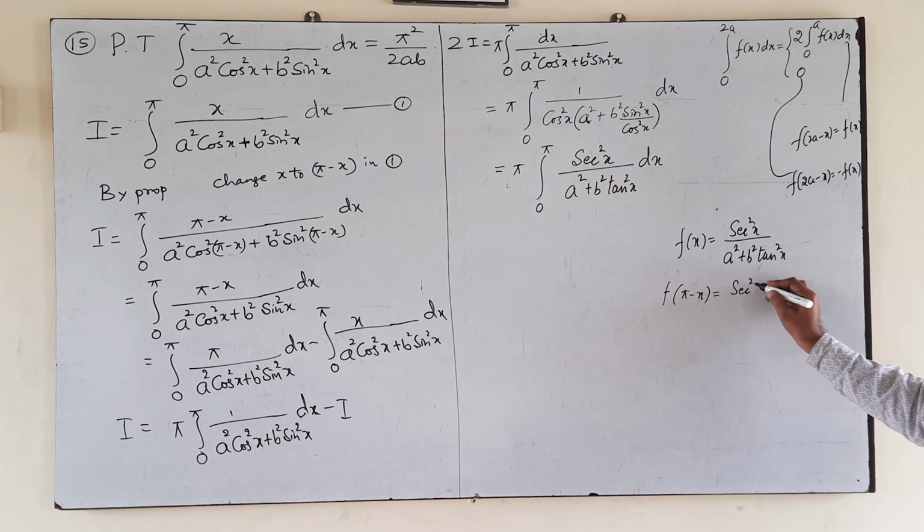Secant square (pi minus x) by a square plus b square tan square (pi minus x). Simplify. That is secant square (pi minus x). You know that using a right angle, sec of 180 minus x, the ratio remains the same, sec x, but 180 minus x lies in the second quadrant. Sin and cosec are positive, but sec is negative. Minus sec x, its square, plus sec square x divided by a square plus b square.